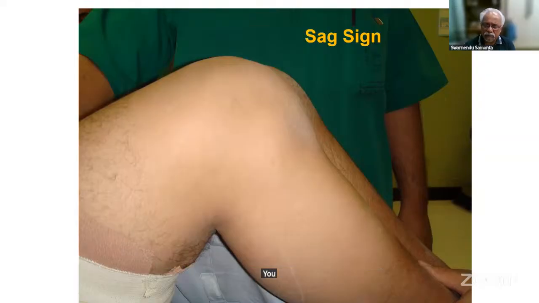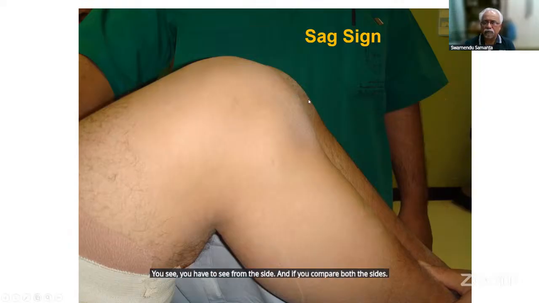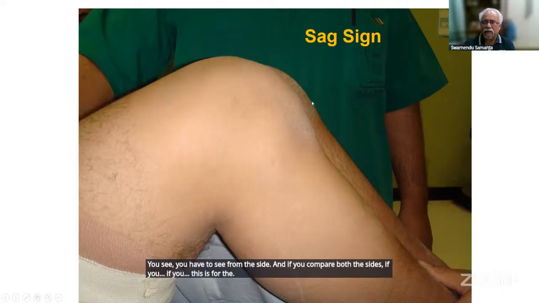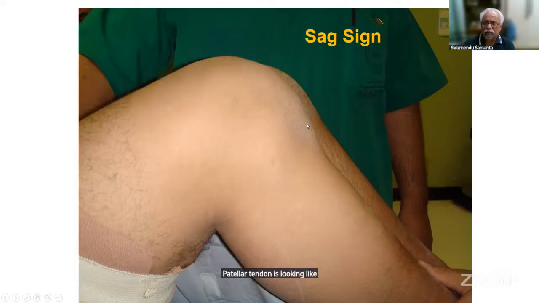You have to see from the side, and if you compare both sides, this is the patellar tendon, looking like this. If you see from the side of the patient, like a silhouette view, you see there is a posterior sag. So there is a posterior cruciate injury.